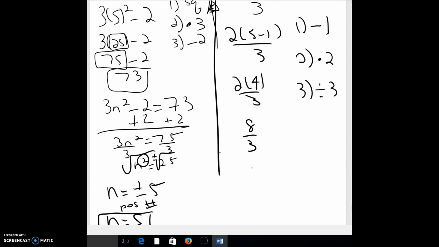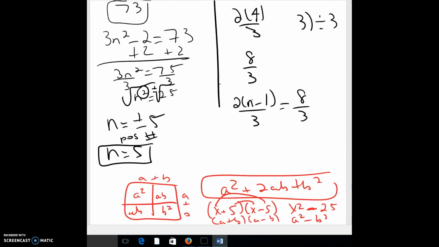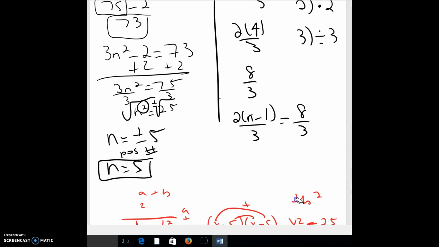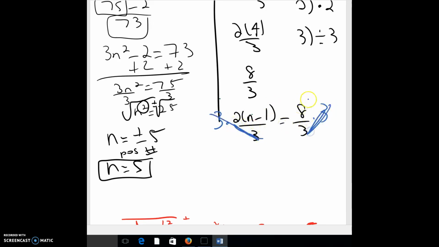All right, so now we're going to solve it. 2n minus 1 over 3 was equal to 8/3, is what we got. We're going to do everything in the reverse order and do the opposite of what we did. The last thing we would have done is dividing, so we are going to multiply by 3 to undo the division. And notice when I undo it, I get my 8. Now I'm going to undo my multiplication by 2 by dividing by 2. And so notice that gives me n minus 1 equal to 4, which is right there.